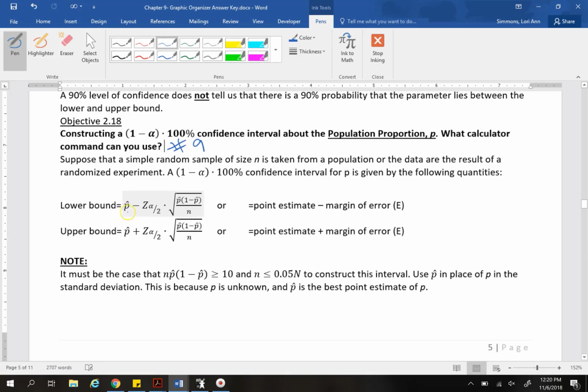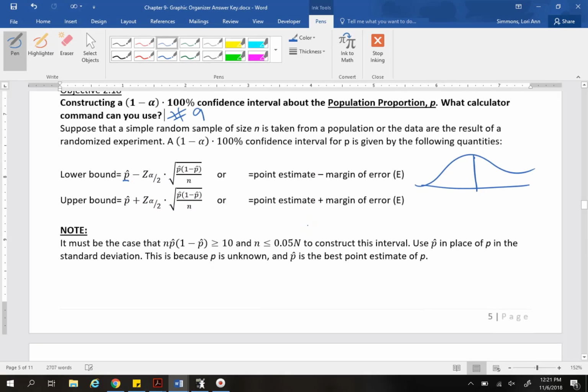So again, this is your mean. If you think of it with your normal curve, then we go up and down your standard deviations and then multiply it by the standard deviation that you found for the sample proportion. Another way to write this is the point estimate, minus your margin of error. This whole chunk is considered your margin of error, and then add it.